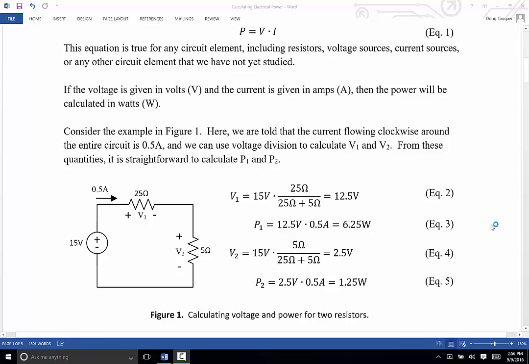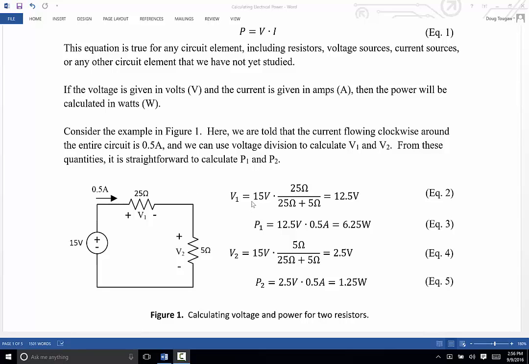So let's look at an example here in figure number 1. Here we're told that the current flowing clockwise around the entire circuit is 0.5 amps. Now, of course, it's shown here in the circuit diagram, but we could have also said, oh, 25 is in series with 5. That would give me 30 ohms. 15 volts divided by 30 ohms would give me 0.5 amps. So that would work just fine as well.